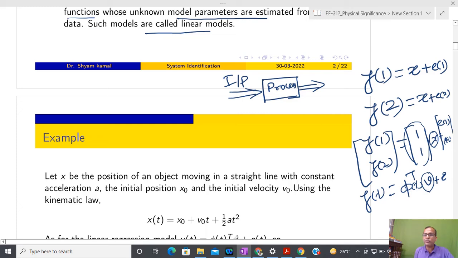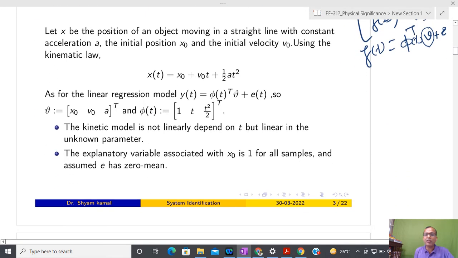Let us try to see another, a little more transparent example. I am assuming that I have some object, and x is the position of the object moving on a straight line with constant acceleration. I am assuming that whatever acceleration I have taken is constant, with initial position equal to x0 and initial velocity equal to v0. During school time also you have seen this kind of expression.